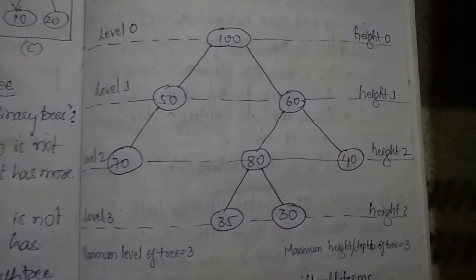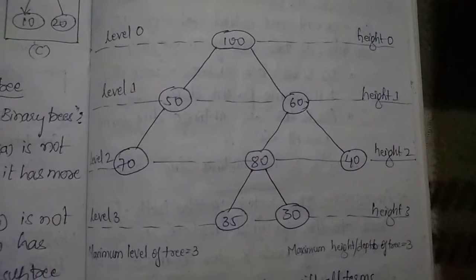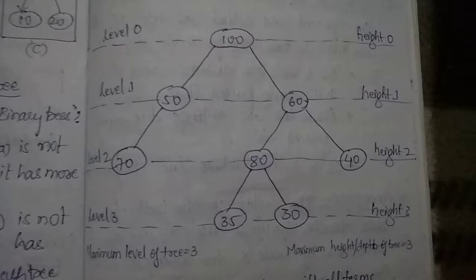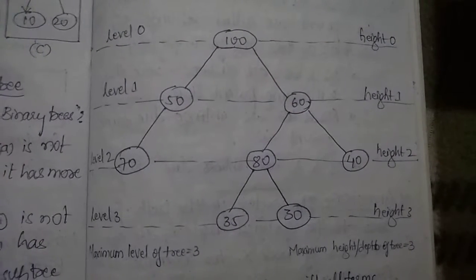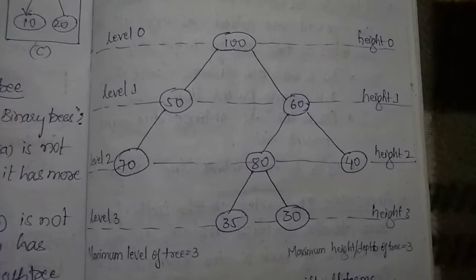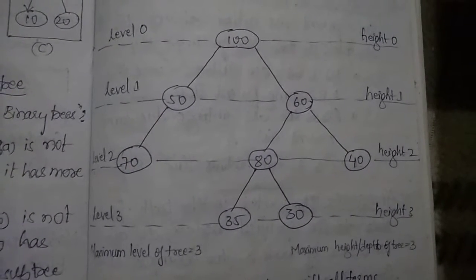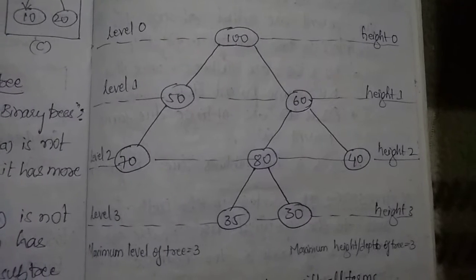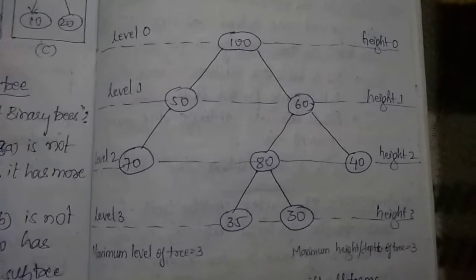Next one, right descendant. The nodes that lie in the right subtree of the node X are called right descendants. According to the example, we can say 60, 80, 35, 30 and 40 are the right descendants of 100. Right? 30 is the right descendant of the node 80. In the same way, 40 is the right descendant of the node 60.